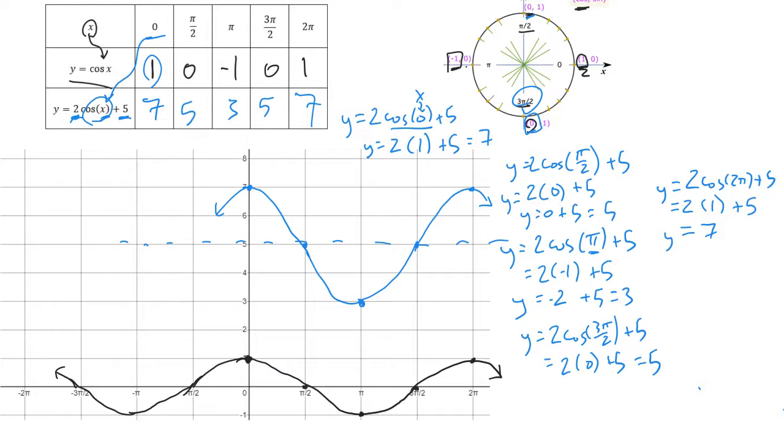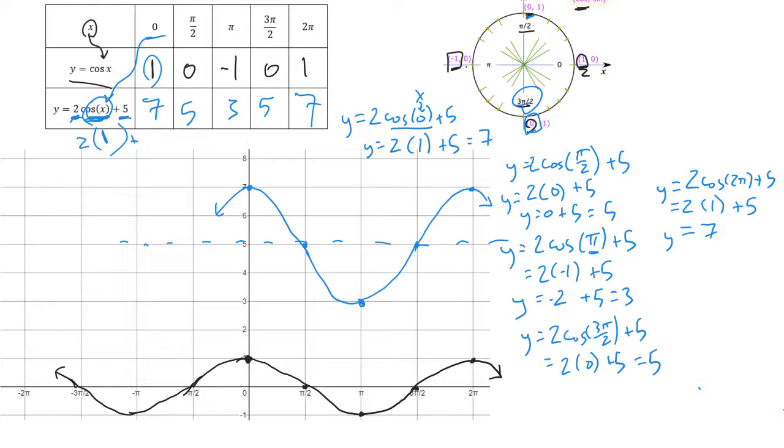That's the middle. Why is the max going to be 7? Because the biggest cosine can ever be is 1. But then you multiply it by the number in front, which gives you 2. And then I add it to the midline to go up. And then obviously if this is -1, I go down 2. And that's how I get to the minimum.